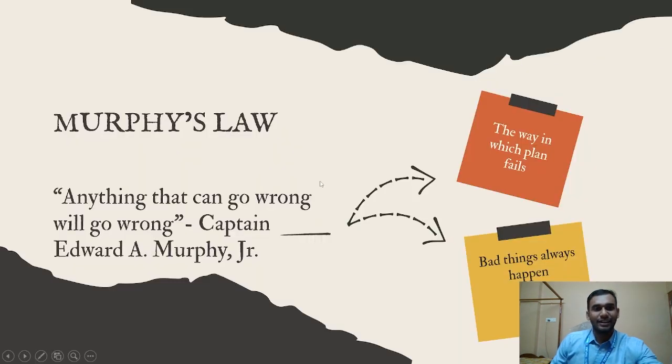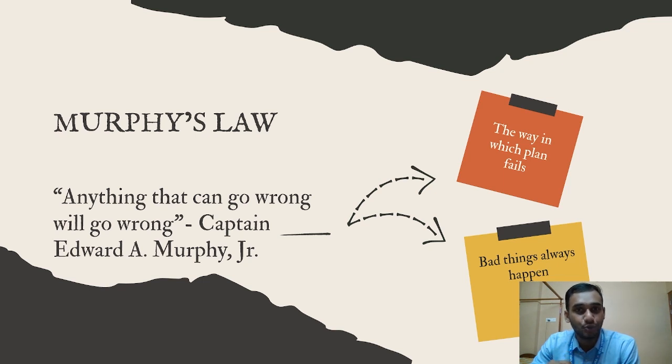Okay, so next I have another thing which is known as epigram. Murphy's law. I'll tell you what an epigram is later. So Murphy's law is basically given by Edward A. Murphy Jr. He was a captain in the American Air Force. So he gave the Murphy's law, which states that anything that can go wrong will definitely go wrong.